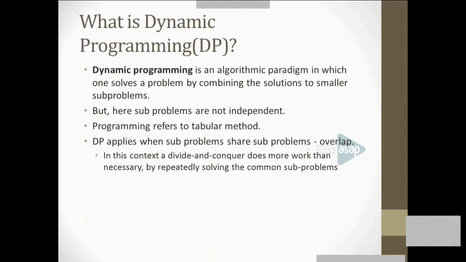What is actually dynamic programming? As I told you, it is an algorithmic design paradigm. We have seen different design paradigms like divide and conquer, greedy, backtracking. Last week, we saw a paradigm like backtracking. Then there are other paradigms like branch and bound. Then what is this dynamic programming? How does it differ from other paradigms?